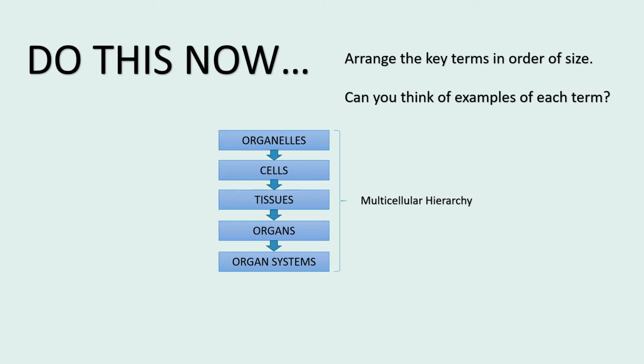The next level up, which we started looking at in last week's lesson, but also you would have done it at Key Stage 3, is tissues. So that is similar cells coming together to perform a function. The next level will be organs. This is where you have different tissues coming together to form a function. And then finally organ systems, where you have different organs performing a function.